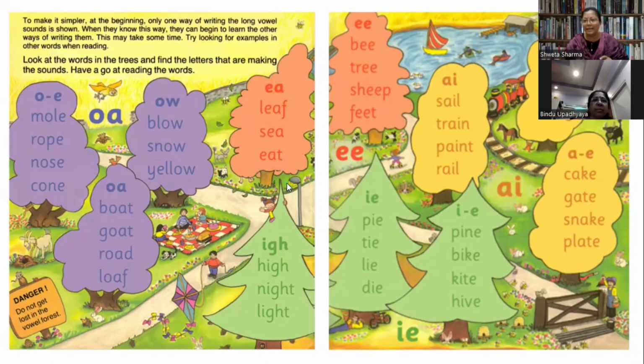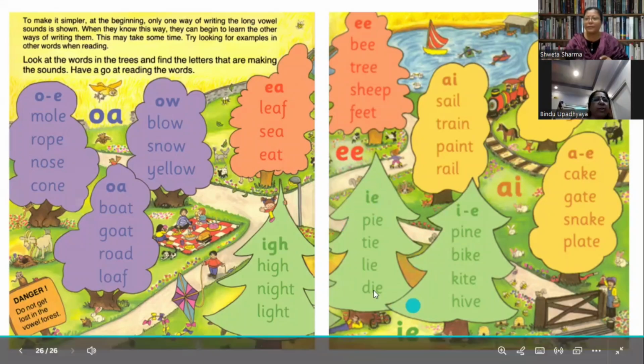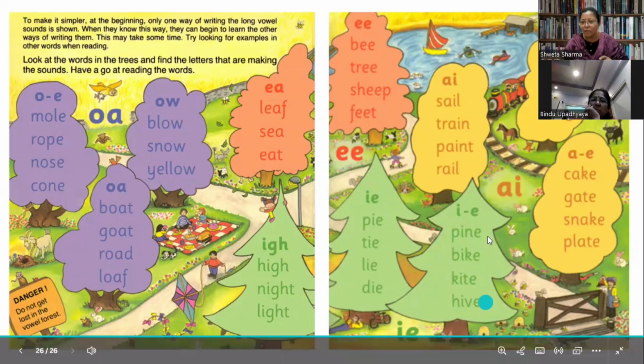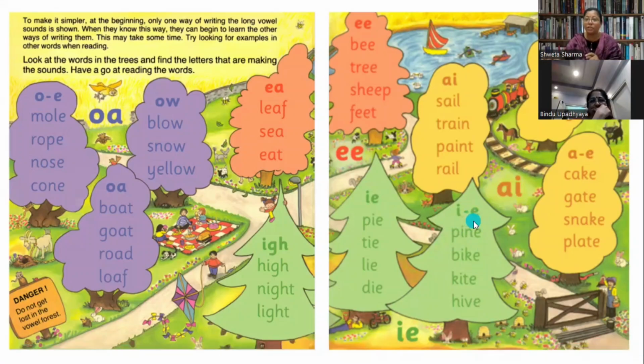Next comes I. For I, which combination will you draw? I-E, IE, and IGH. Yes. This is a split digraph, because there is a consonant between the 2 vowels, and due to magic E, we pronounce this as long I. We read this as pine, bike, kite, hive. So all the combinations which have a hyphen in between, they will be the split digraph, the magic E sounds. Okay. And O.